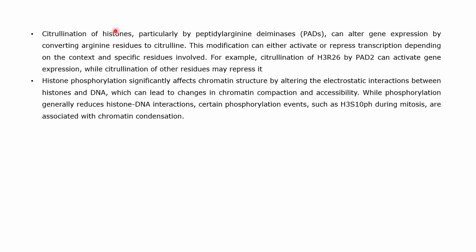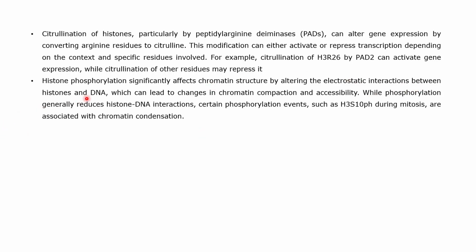In case of citrullination, it is carried out by PADs, or peptidylarginine deiminases. It can alter the gene expression by converting arginine residues to citrulline. So arginine can be converted into citrulline, and similar to methylation, it can either activate or repress transcription depending on the context and the specific residue involved. For example, this particular modification at histone 3 actually activates gene expression by citrullination, while citrullination of other residues may repress it.